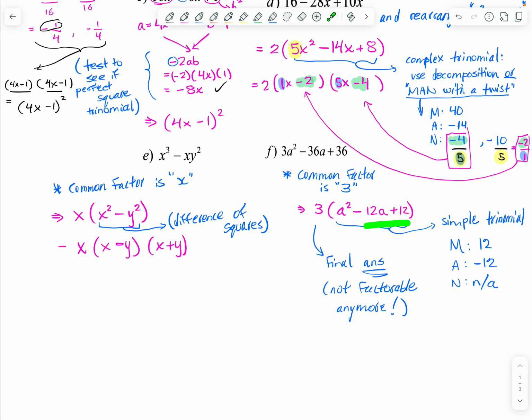This is a trinomial. But what you're going to realize, folks, when you try to do this is some questions are just not factorable, right? If you try to do this, I can't find two numbers that multiply to 12 and add to negative 12. None of the factors of 12 allow for that. So it's not applicable. I would literally just write this as the final answer. It's not factorable. That's it. That's all. You just common factor it, and that's it.